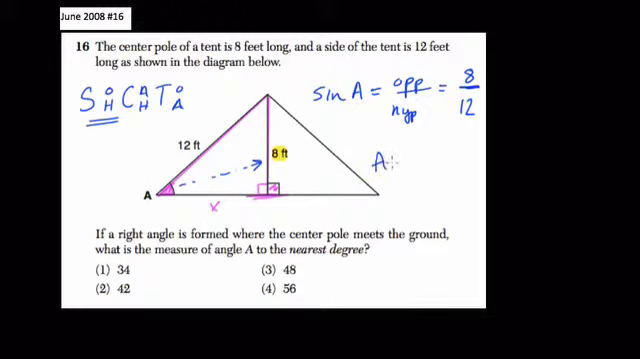So A is about 41.81. We want to round to the nearest degree, so that would be 42 degrees. So angle A is about 42 degrees. All right, hope that helped.